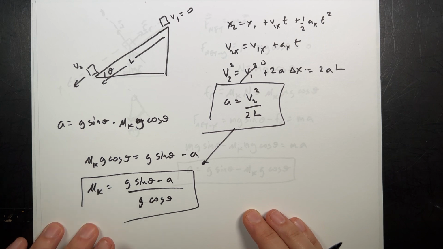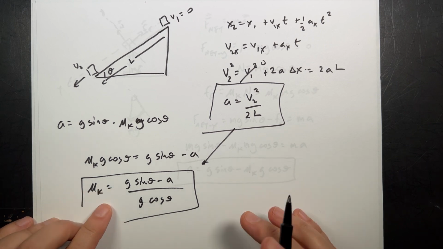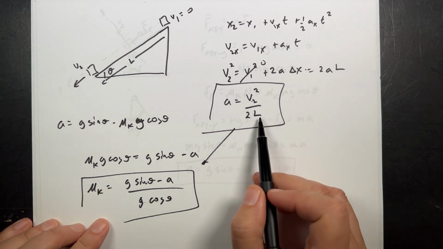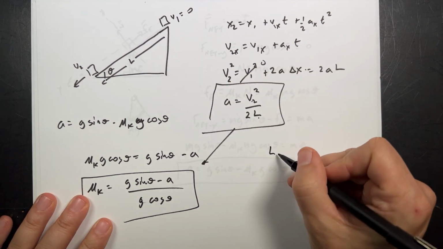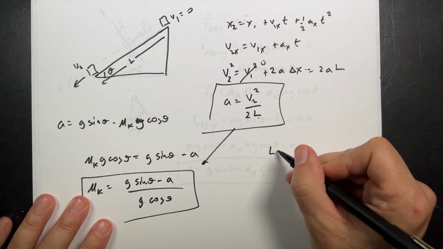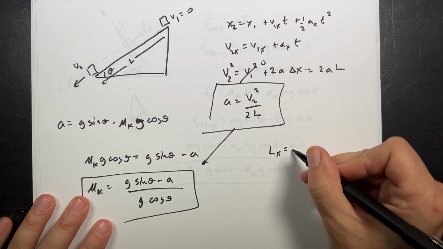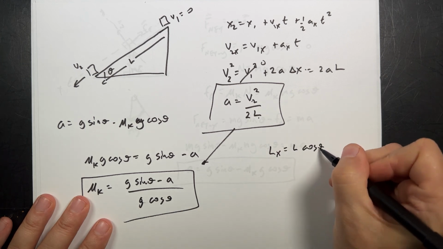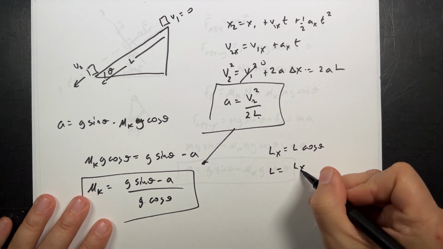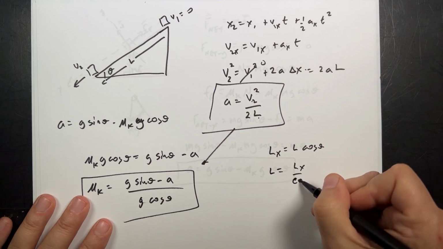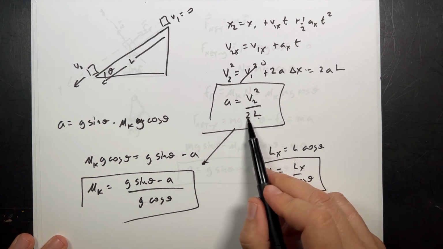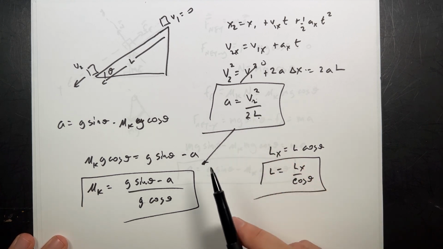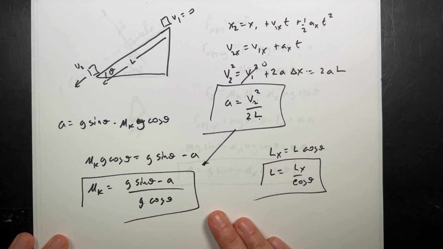But now we can go ahead and calculate this coefficient of friction, right? Because I know the final velocity. I can calculate L. I guess I should say that. L, I know Lx. Lx is L cosine theta. So L is Lx over cosine theta. That's how I'll find that. I got that. So let's do it. Calculate the coefficient of friction.